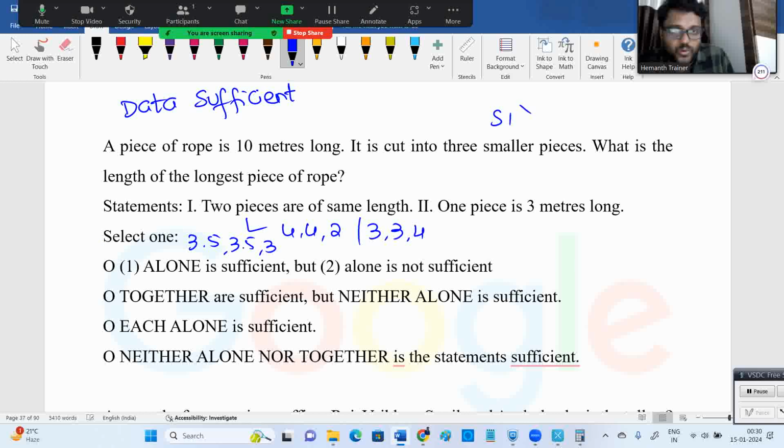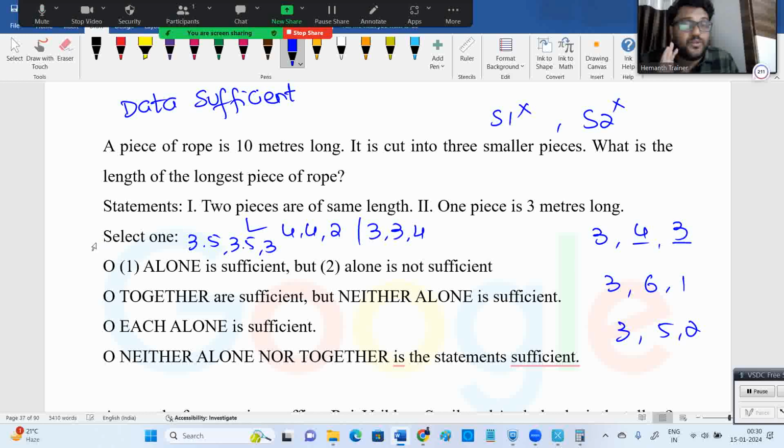Statement 1 alone, no. One piece is 3 meters. So with one piece 3, the remaining 2 can be 4 and 3, 6 and 1, or 5 and 2. Using statement 2 alone also is not possible. You have to try each statement alone first. Can 1 alone answer? Can 2 alone answer? No. Each alone you cannot answer. Together, yes, I can answer.